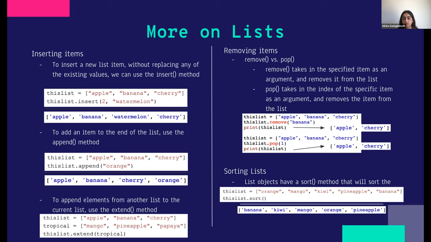Sorting lists: you can use the sort method and it will sort the list based on numeric values. For example, this list has string values, but string values also have numeric values in that each letter has a specific numeric value. So here it is organized alphabetically, since that's how the letters are numbered.